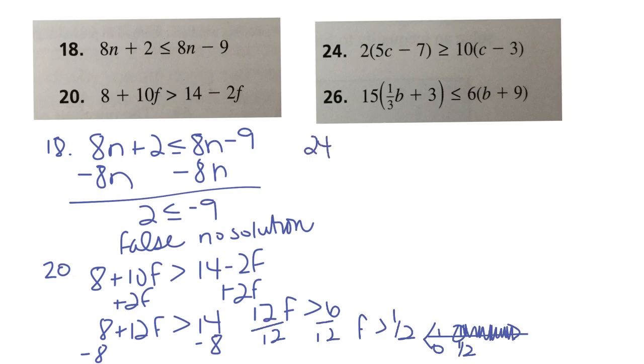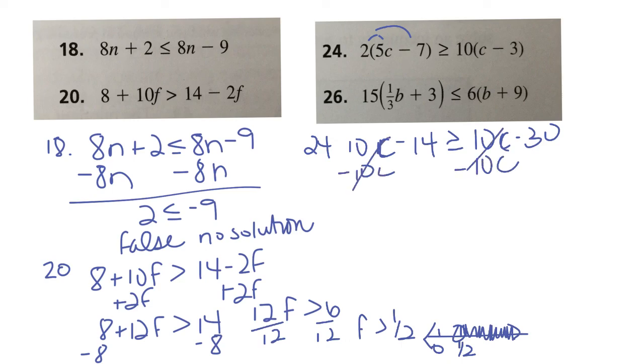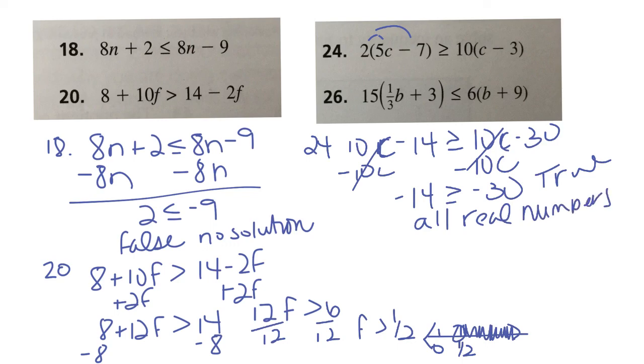Number 24, we're going to distribute. So we get 10c minus 14 greater than or equal to 10c minus 30. And so we'll subtract the 10c to get our variables on one side, and they all cancel out. So we get negative 14 is greater than or equal to negative 30, which is true, which means every number for c will work, all real numbers.